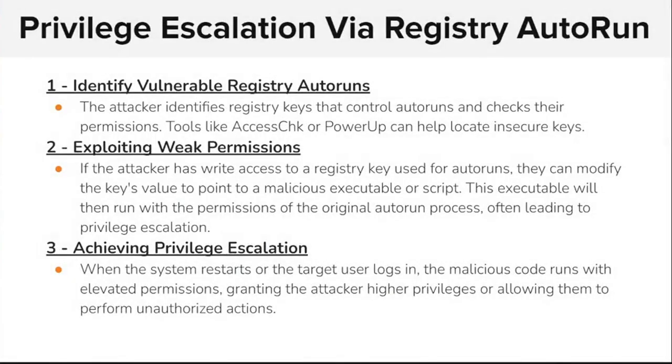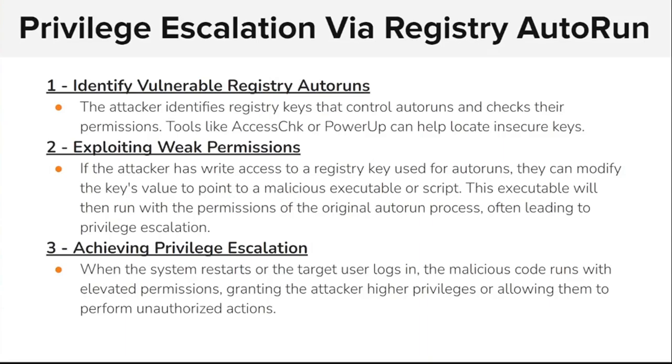In terms of privilege escalation via registry autoruns, this is the methodology that we will typically use to exploit them. We start off by identifying a vulnerable registry autorun. The attacker identifies registry keys that control autoruns and checks their permissions, and tools like AccessChk or PowerUp can help locate insecure keys. Secondly, we move on to exploiting the weak permissions. If the attacker has write access to a registry key for autoruns, they can modify the key's value to point to a malicious executable or script, and this executable will then run with the permissions of the original autorun process, often leading to privilege escalation.